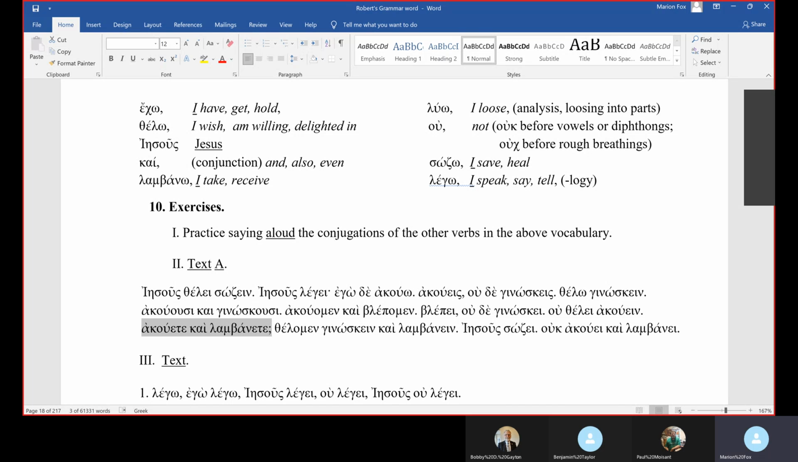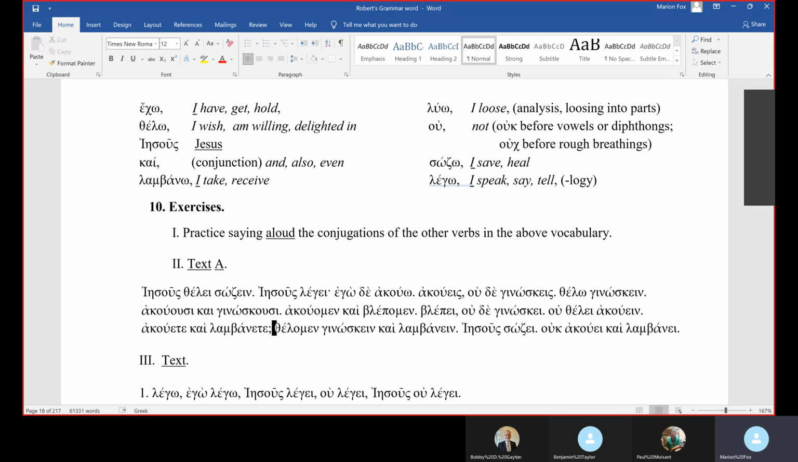Right? Now, akuete kai lambanete. Okay? I want you to notice that this ending, this is something right here, that's a semicolon in English. But the semicolon in English is a question mark in Greek. So that's a question mark, so that should be worded as a question. So when you get to it, be sure to notice a question.